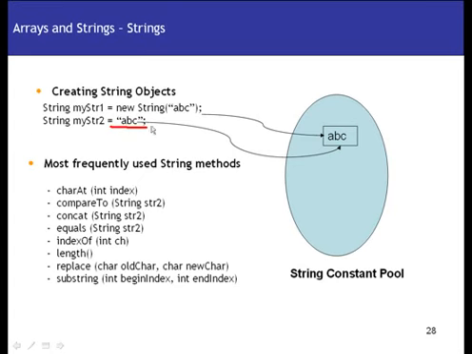But in the second example, you directly assign a literal value ABC, string literal value ABC, without using new. So where is it stored? Is it stored on the stack? Is it stored on the heap? So basically you've got a separate memory allocated for strings, and that is called the string constant pool. Okay. So this string constant pool is a memory structure where all the strings are stored.